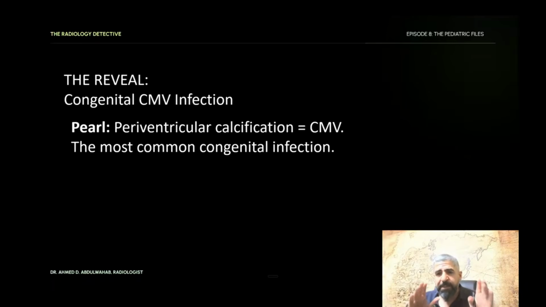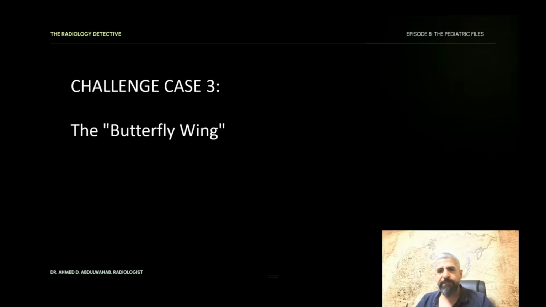Keep in mind that periventricular calcifications in an infant equals CMV. It's the most common congenital infection. It destroys the brain early, leading to microcephaly and that silent hearing loss. Find the calcium, find the case.